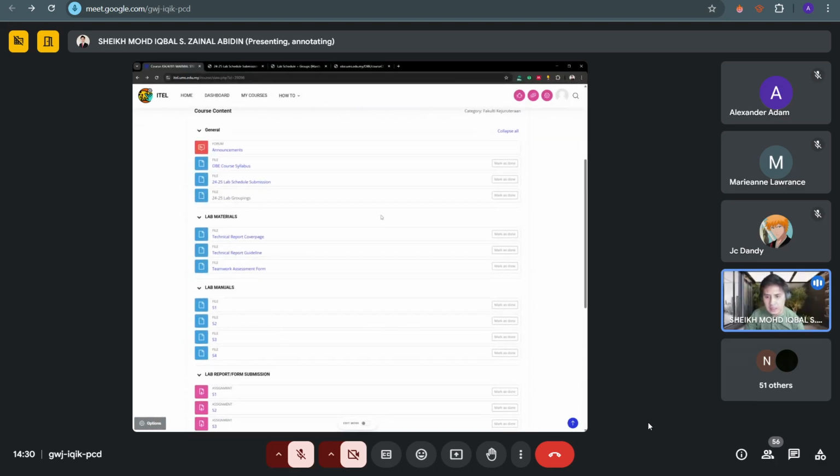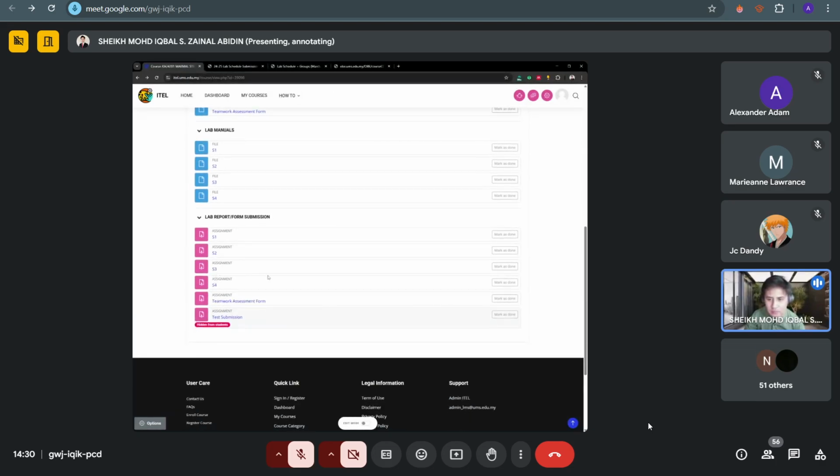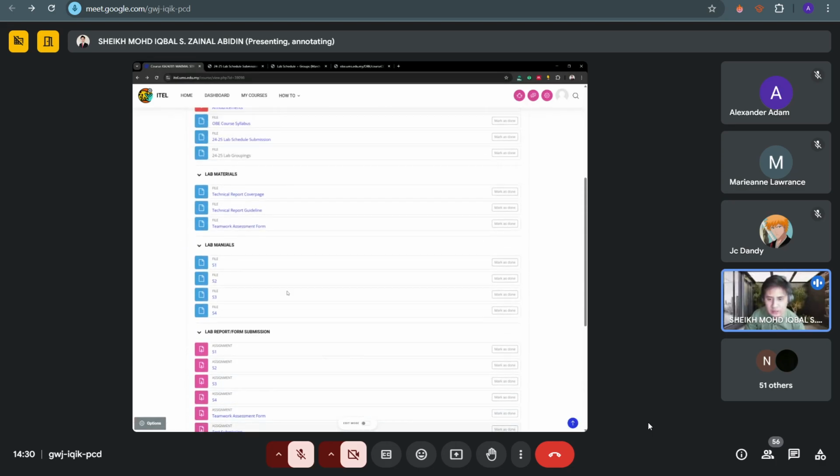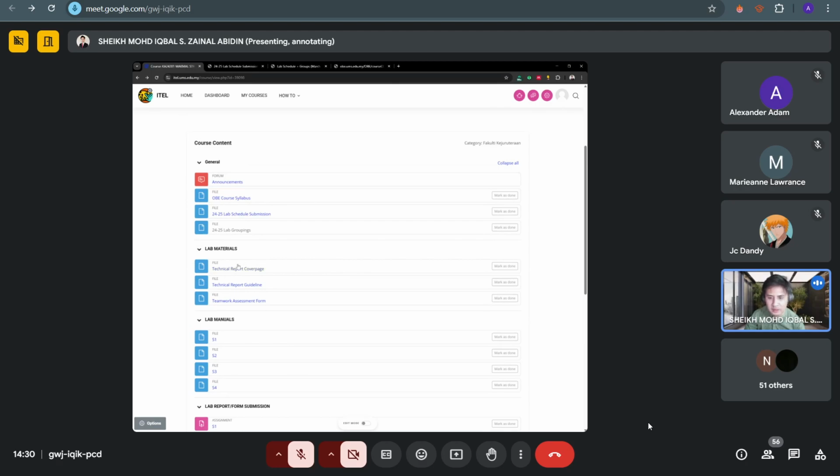That's it. Team leader, lab form. This is the lab manual. You can read it by yourself. So this is the lab material, right? The first one is the technical report cover. I think this one is just the cover page, right? So just follow the cover page. When you're submitting the lab report, just use this cover page in front of your lab report.